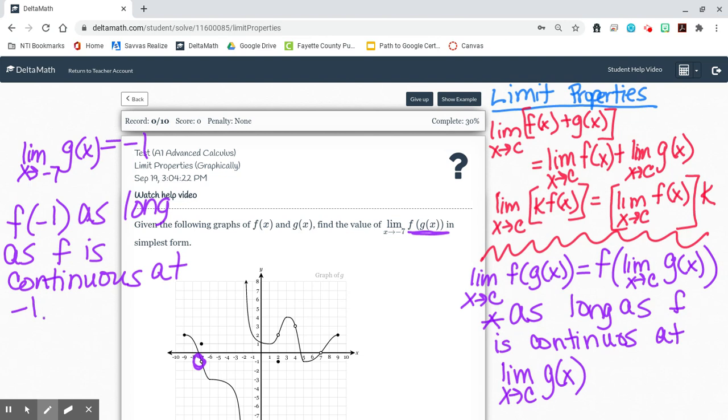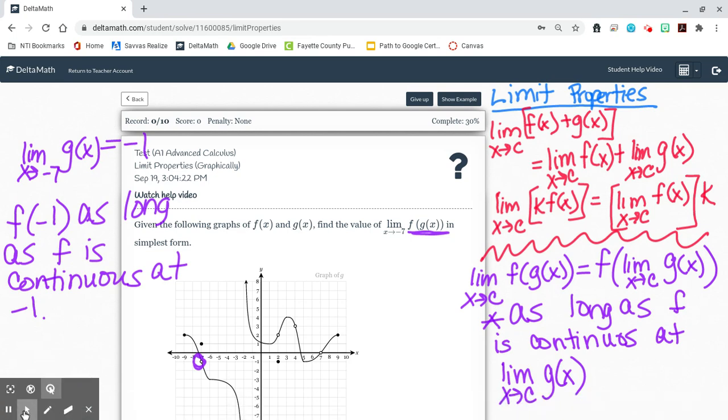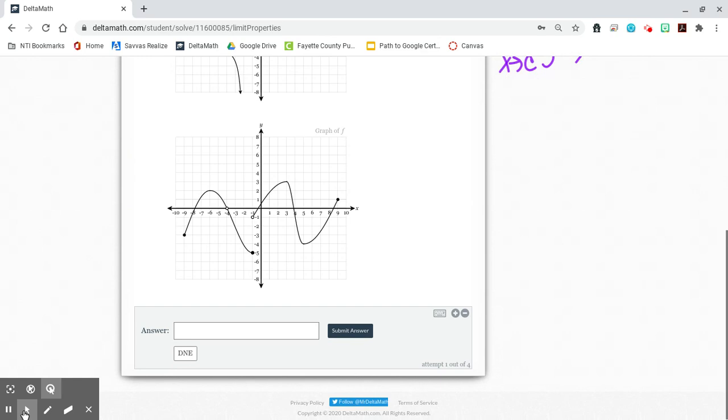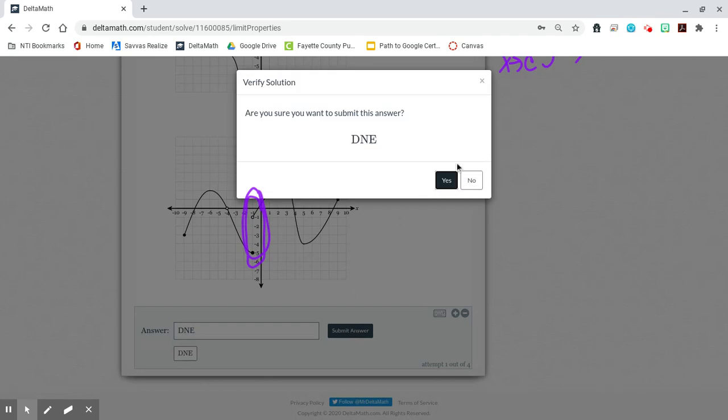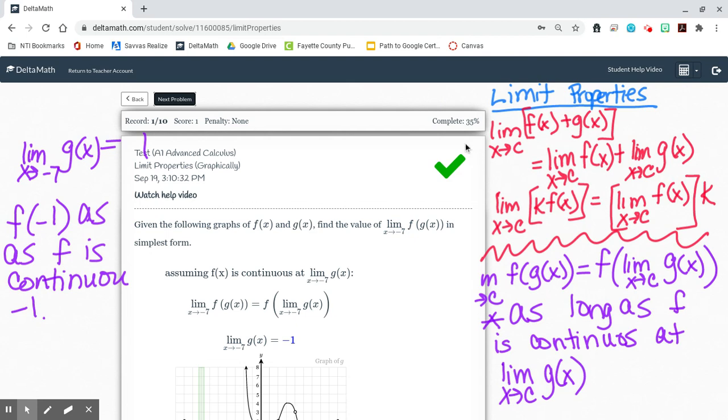So let's see. Is f continuous at -1? Well, I don't know, because all I see is a picture of g. So let's scroll down and find f at -1. Oh my goodness, look, at -1, f is not continuous. So that means this limit does not exist. So we would select does not exist. Submit my answer. And we are correct. So we'll do another one of those.